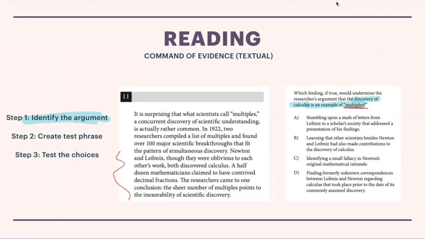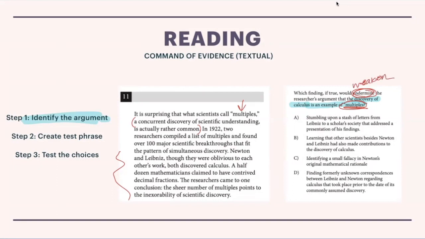That's the argument. So first things first, what we want to make sure we understand is, what are multiples? The text says it's a concurrent discovery of scientific understanding, and that's rather common. So basically, the discovery of calculus happened simultaneously, at the same time. That's what they're saying. And then it says undermine. We want to be careful of this word. Sometimes it's going to be support or strengthen, or it's going to be undermine or weaken. In this case, undermine means weaken.